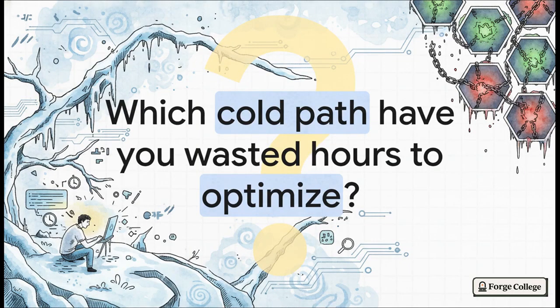So I want to leave you with this thought. Which cold path in your own codebase have you secretly wasted hours trying to optimize? Look, we've all done it, but now you actually have the tools to avoid it.